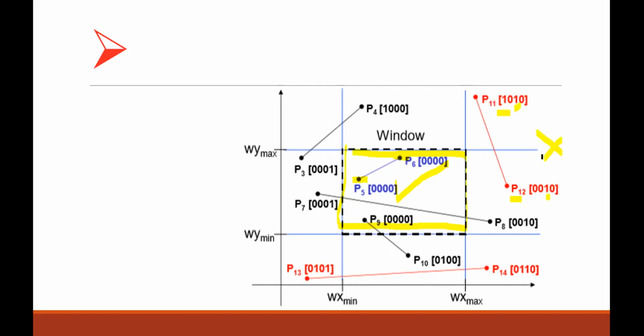Now the line P13, P14. In this we can see that both the region codes again are not 0000. Now we will apply a bitwise AND operation on them, and we see that the second bit from the left is containing 1. Hence its result won't be 0000, and it would be completely rejected.